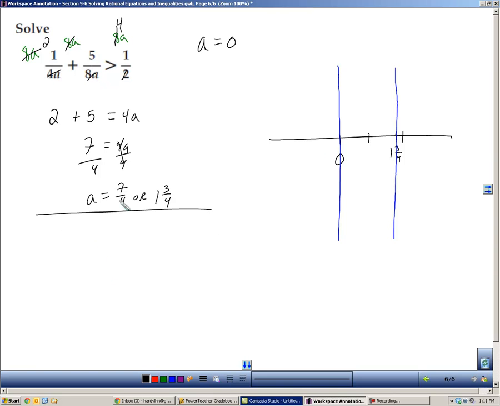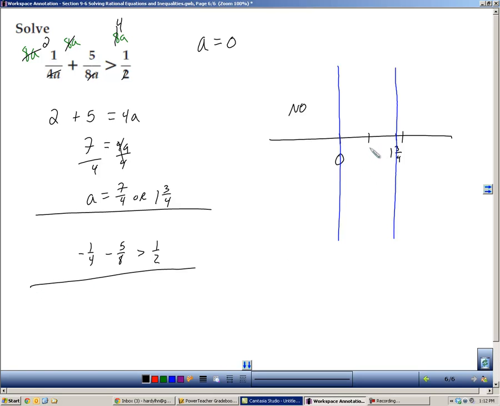So when I plug that back into the original, I get -1/4 minus 5/8 is greater than a half. Well, this is all going to be negative. And if I have a bunch of stuff that's negative, I don't care what it is, it's not going to be greater than a half. So this is a no region. Now we'll plug a number in between here.